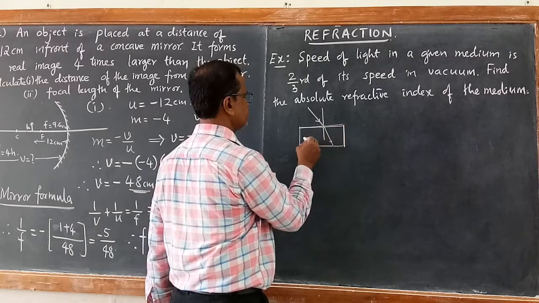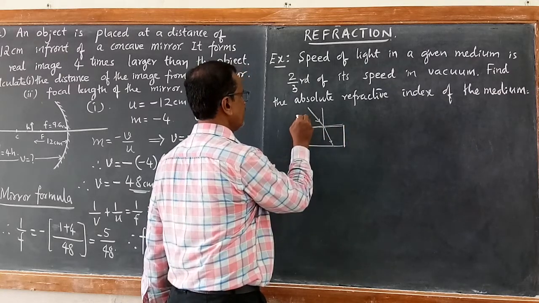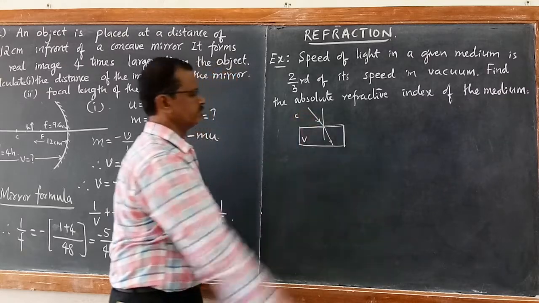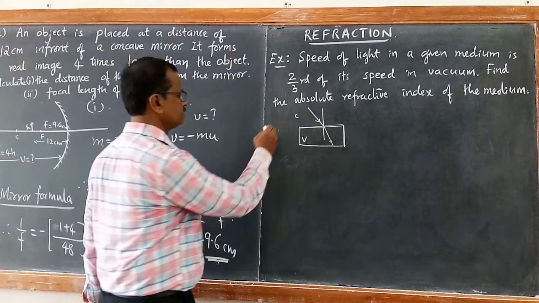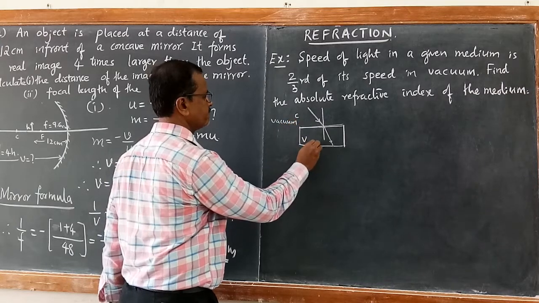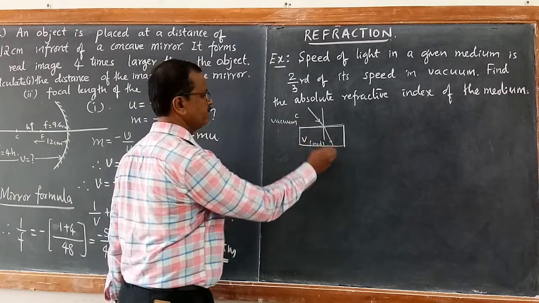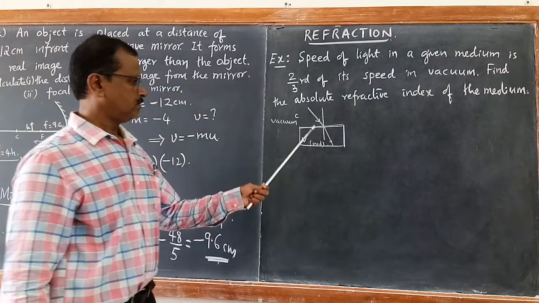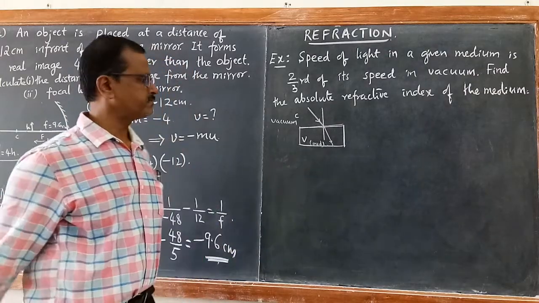Its speed inside, if it is V, and the speed of light in vacuum. Remember, speed of light in vacuum. This is vacuum. This is medium. Medium will be any liquid like oil or a glass or any other transparent medium.